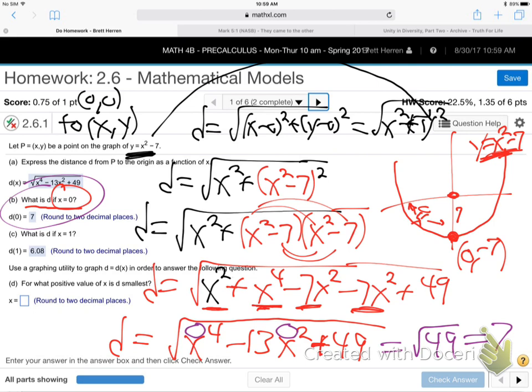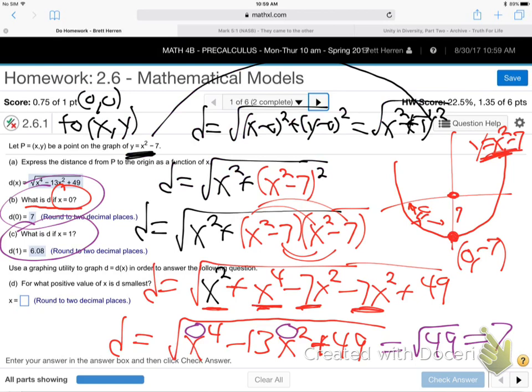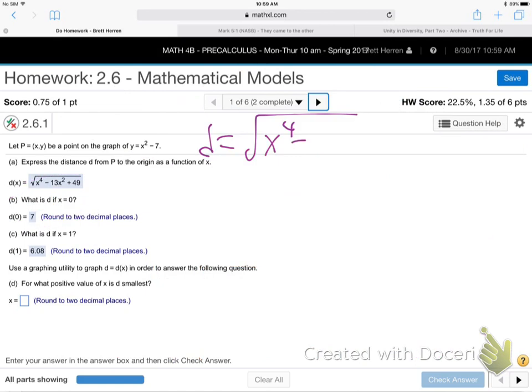Make sense? So, part C, what if x is 1? You can just plug in 1 and you get some crazy number. So I can just do that on the next part. I'm going to go to a fresh screen if that's okay. This is like a multi-screen problem here. So we were at d equals the square root of x to the 4th minus 13x squared plus 49.